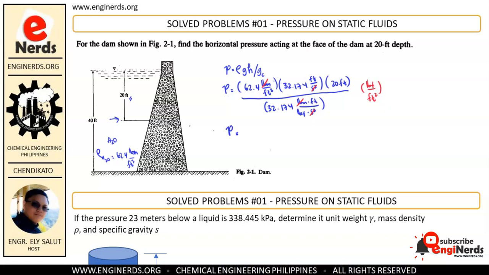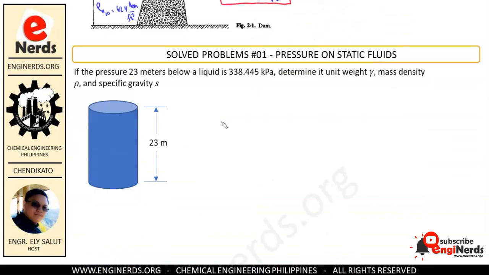Okay? Well, so, first, makakancel out itong 32.174 natin, no? So, we have now here 62.4 times 20, which is equal to 1,248 pound force per feet squared. So our answer here is 1,248 pound force per feet squared. Okay, so this is our final answer for this question. So let's go to the next problem.